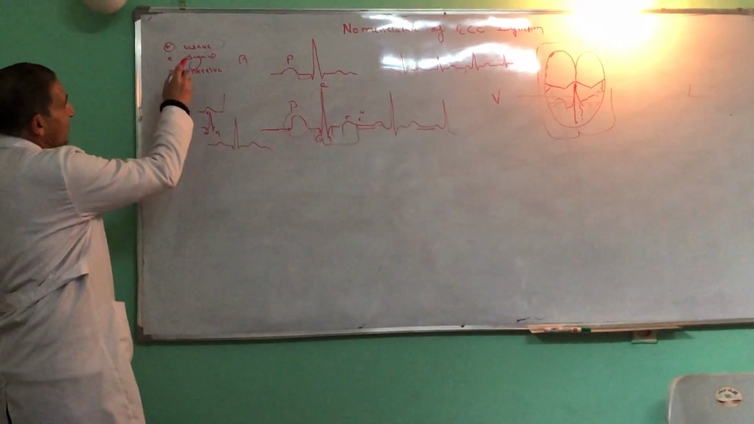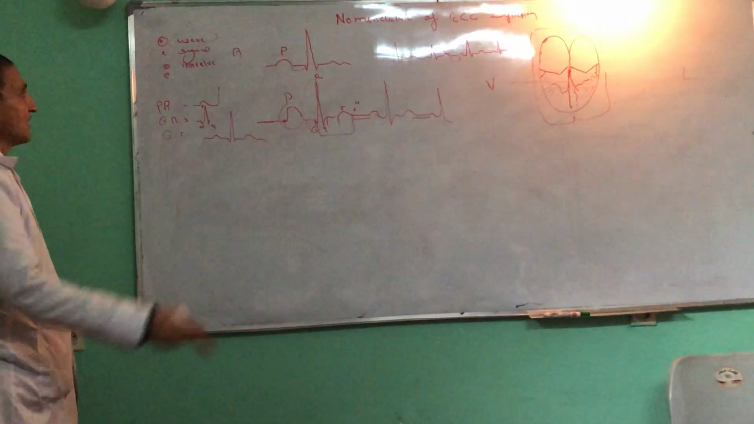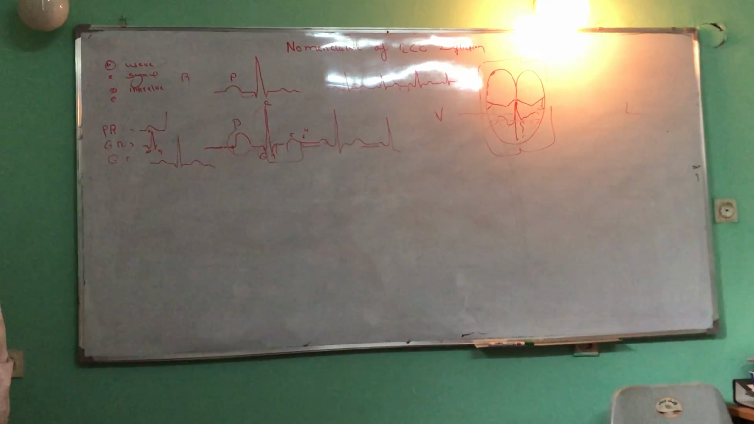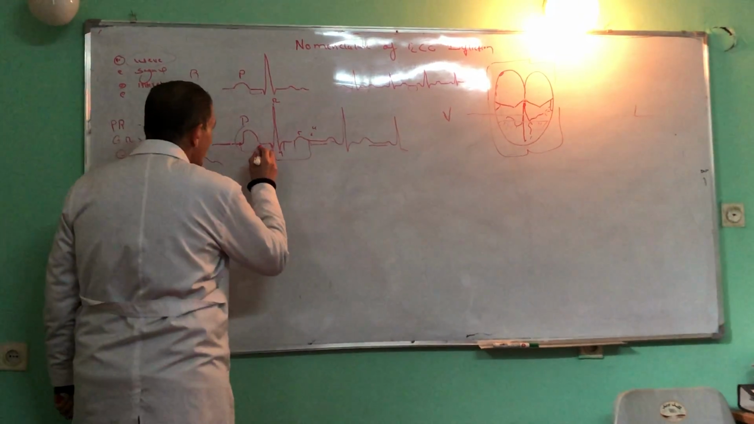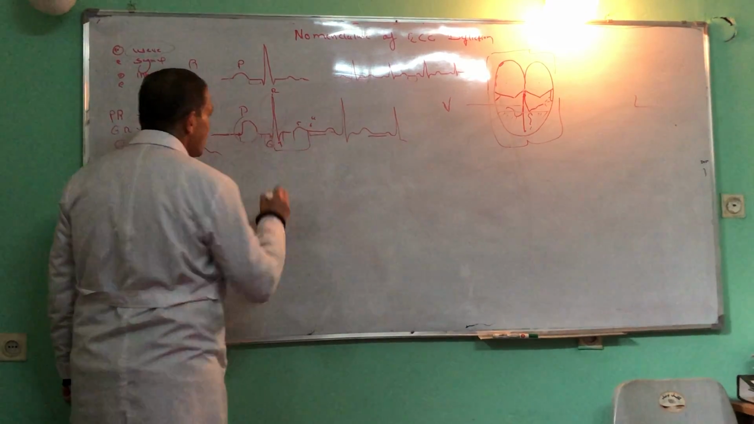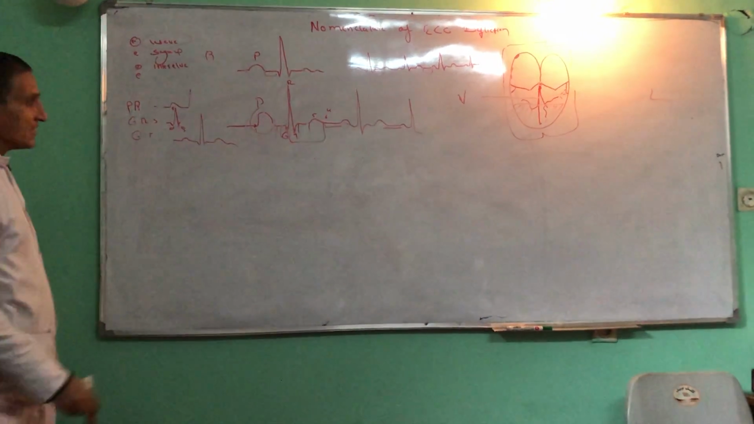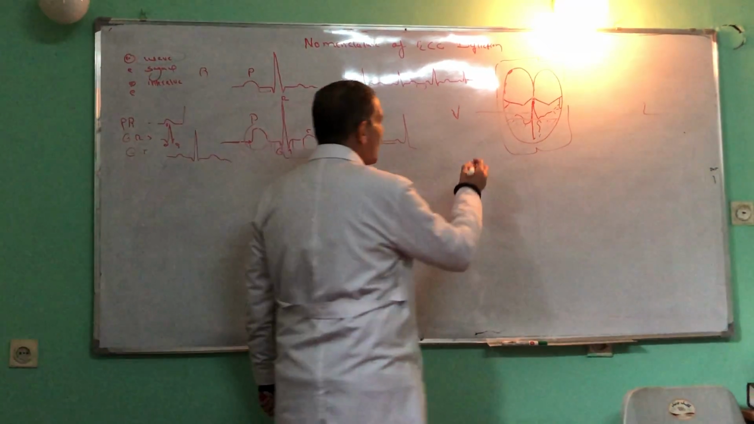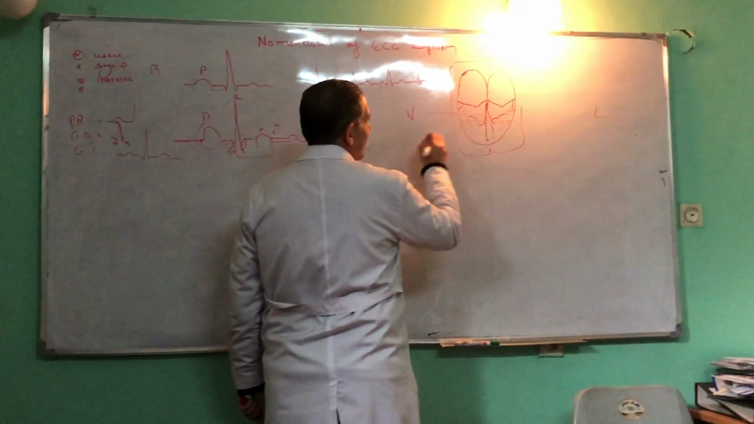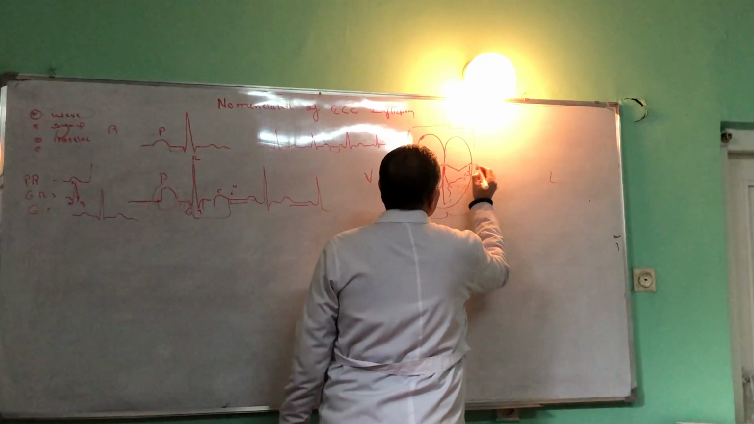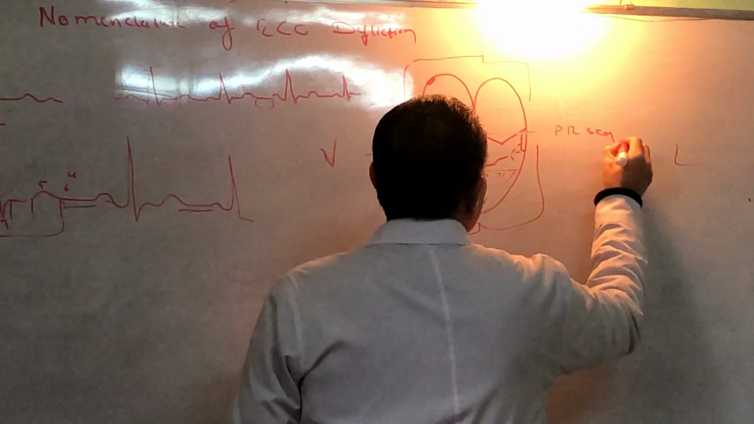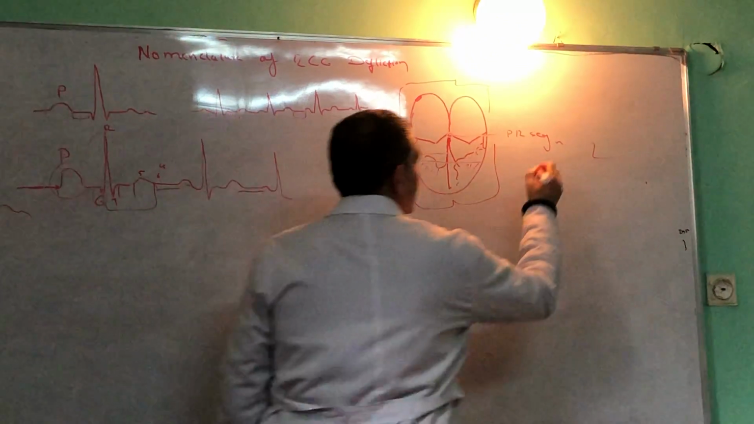So right now we have understood the definition of the wave, the definition of the segment, and the definition of the interval. Right now, the first segment which we face after the P wave is the PR segment. What does this PR segment represent? This PR segment represents AV nodal conduction. This was the PR segment.